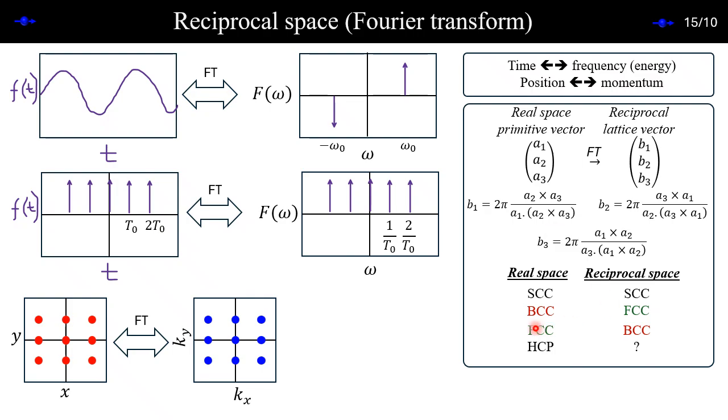This is essentially common in Fourier. If small f(t) becomes capital F(omega), then if you do the transform of capital F again, it will be small f, with some constants. So if BCC becomes FCC in reciprocal space, FCC will become BCC in reciprocal space. HCP you should do. Okay. Is it clear?